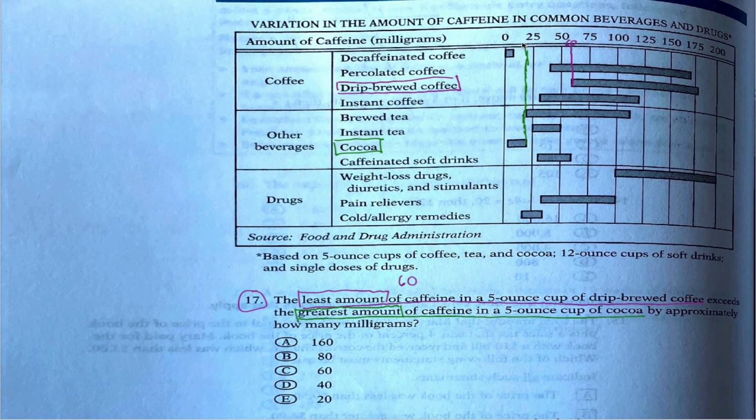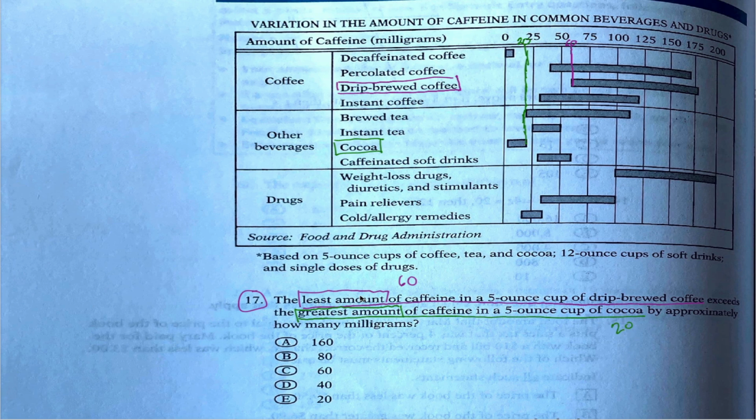Some number in here. What is this number? Again, I'm not too worried about it. I just need to ballpark it. It's between 0 and 25. It's closer to 25 than it is to 0. So I don't know, maybe 20 or so. Again, that's probably not the exact value, but it'll be plenty close enough for our purposes. The greatest amount of caffeine in a 5-ounce cup of cocoa is 20 milligrams.